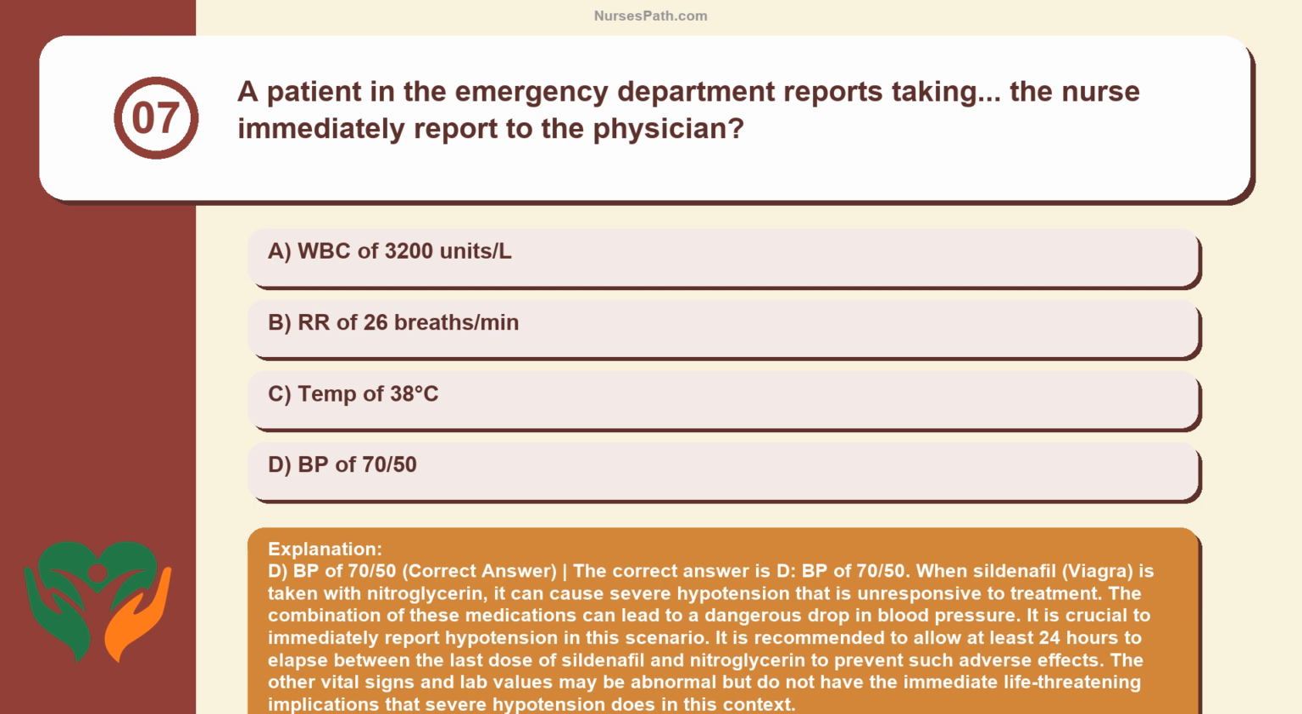BP of 70/50. When sildenafil, Viagra, is taken with nitroglycerin, it can cause severe hypotension that is unresponsive to treatment. The combination of these medications can lead to a dangerous drop in blood pressure. It is crucial to immediately report hypotension in this scenario. It is recommended to allow at least 24 hours to elapse between the last dose of sildenafil and nitroglycerin to prevent such adverse effects. The other vital signs and lab values may be abnormal, but do not have the immediate life-threatening implications that severe hypotension does in this context.